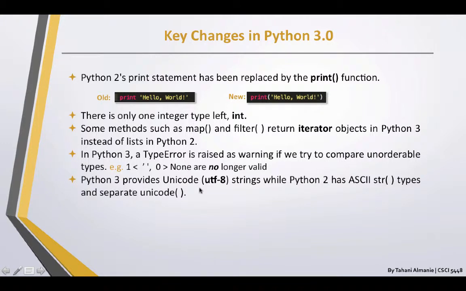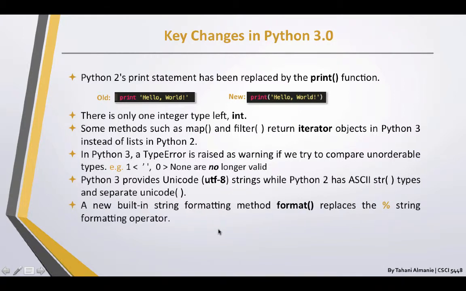Python 3 provides Unicode UTF-8 strings, while Python 2 has the ASCII string, str, type, and separate Unicode. It doesn't have the UTF-8. Python 3 now has a string formatting method called format that replaces the % string formatting operator in the old Python. Actually, it's still working in Python 3, but besides that, it has this method.